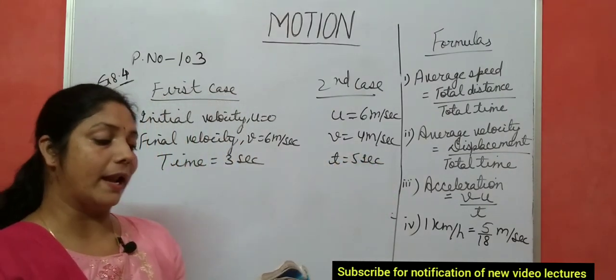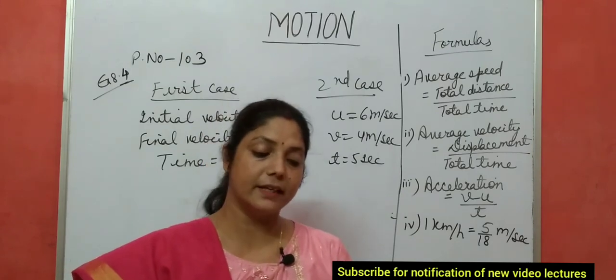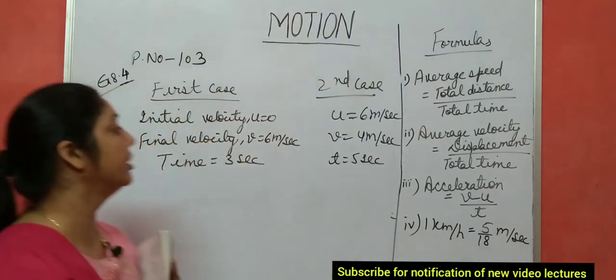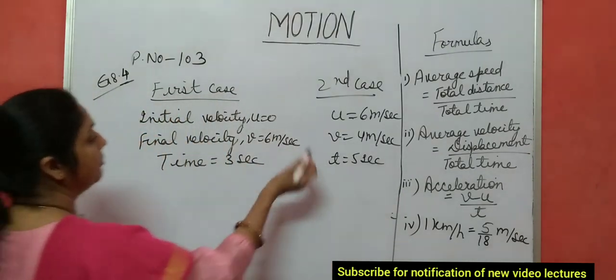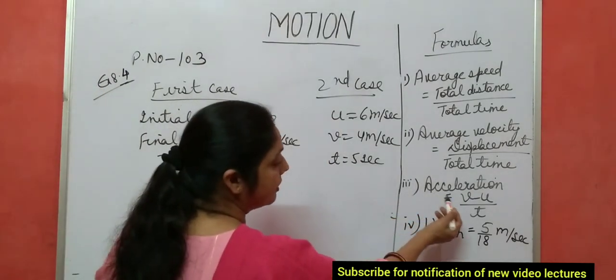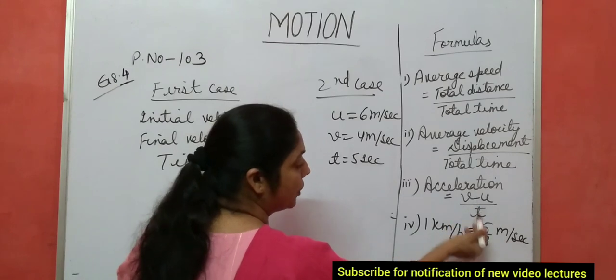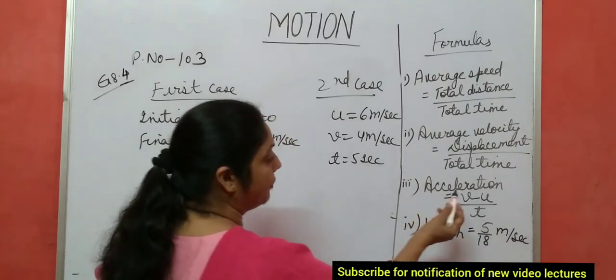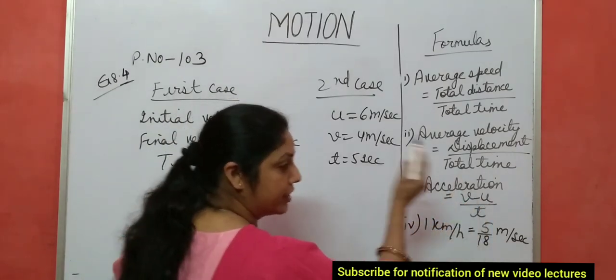Now calculate the acceleration of the bicycle in both cases. You have to calculate the acceleration in both the first and second cases. You have to use this formula: acceleration is change in velocity by time, that is, final velocity minus initial velocity by time.